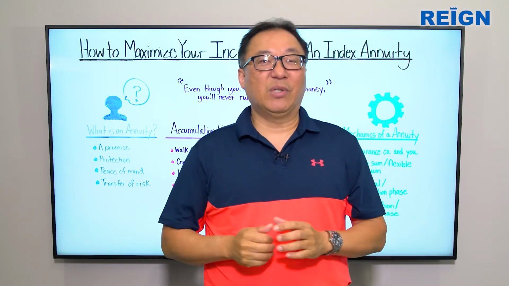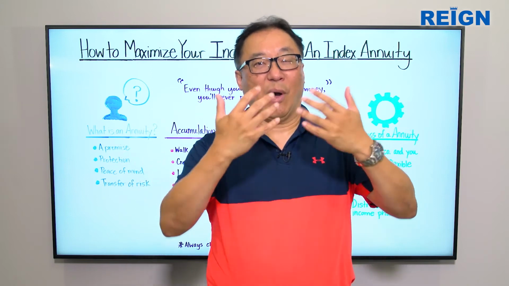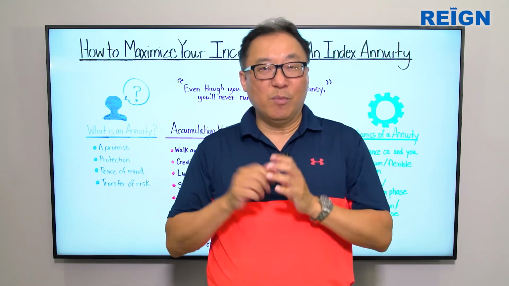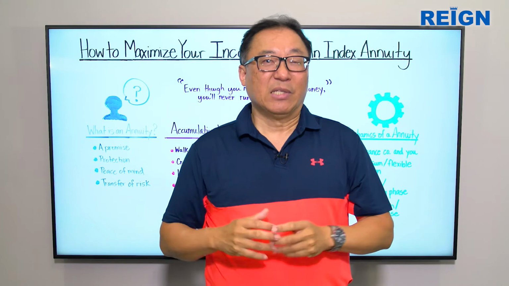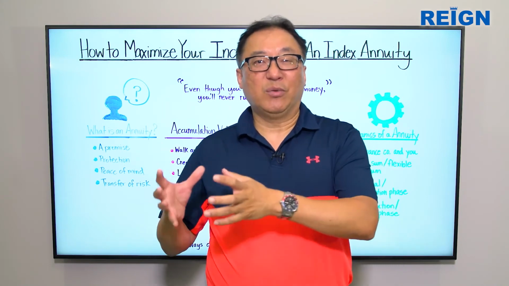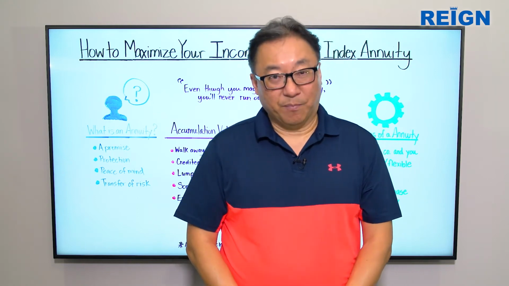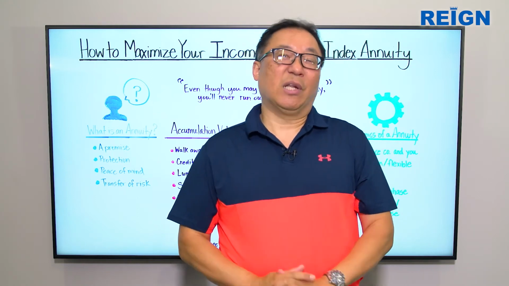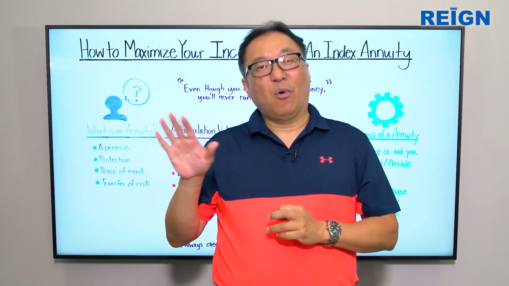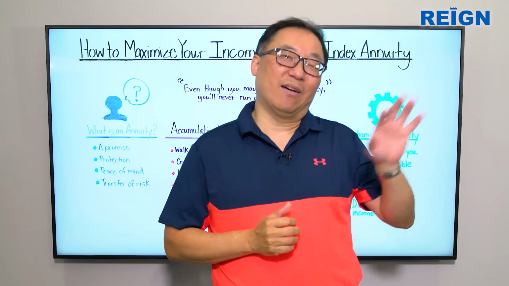Typically, an annuity is funded with a lump sum from a stock portfolio, 401k, or IRA rollover. We move that money over in a lump sum. The money you already accumulated, we transfer the risk to the insurance company, and then we give you that income. There are two phases in an annuity. We have our deferral or accumulation phase, and then we have our distribution or income phase.